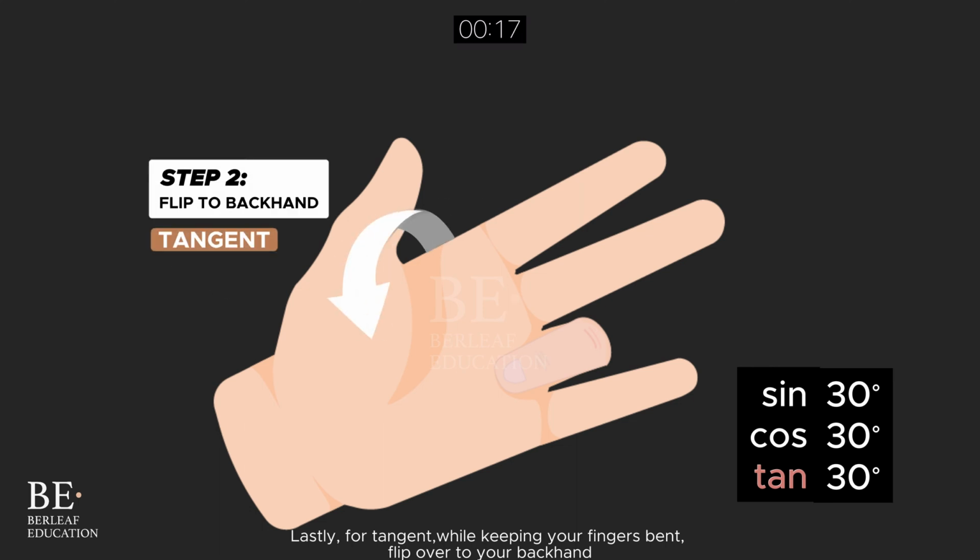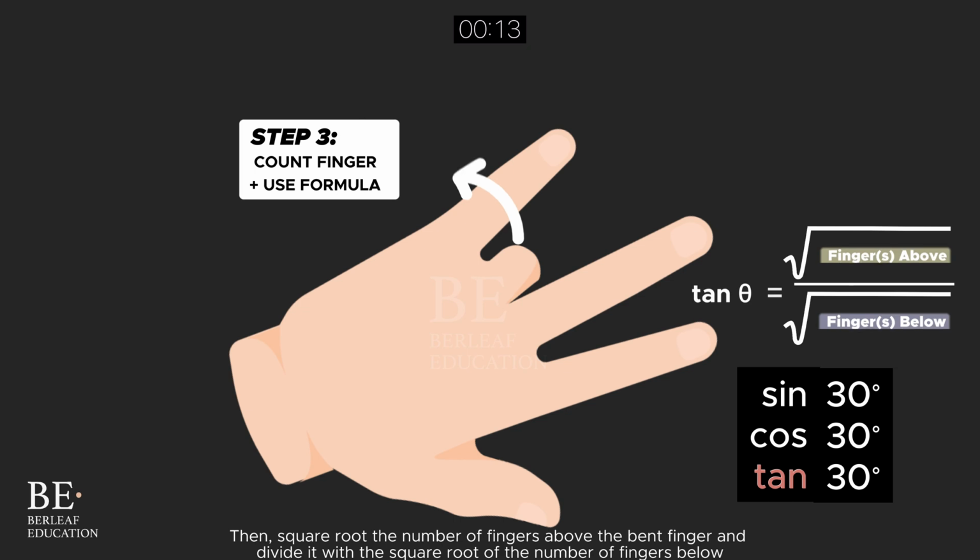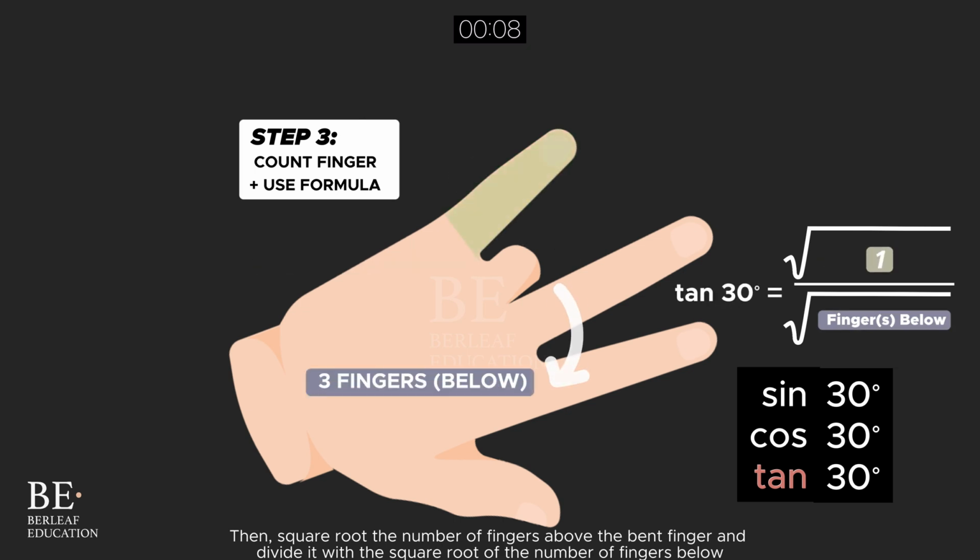Lastly, for tangent, while keeping your fingers bent, flip over to your backhand. Then, square root the number of fingers above the bent finger, and divide it with the square root of the number of fingers below.